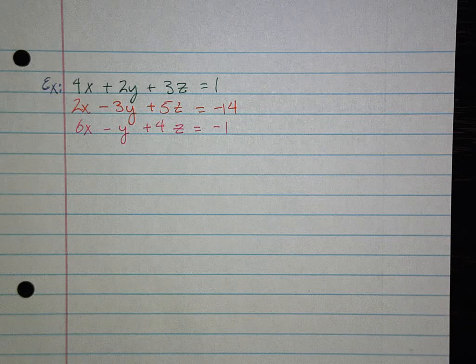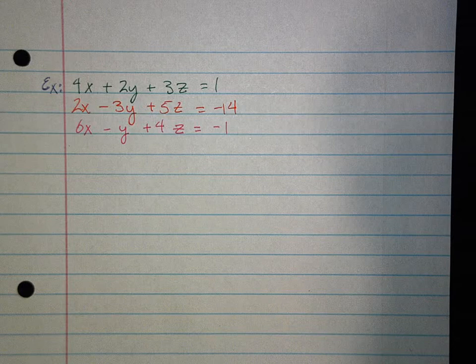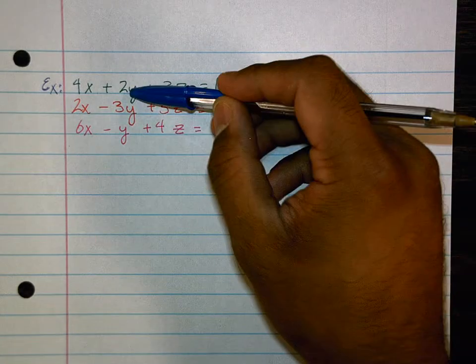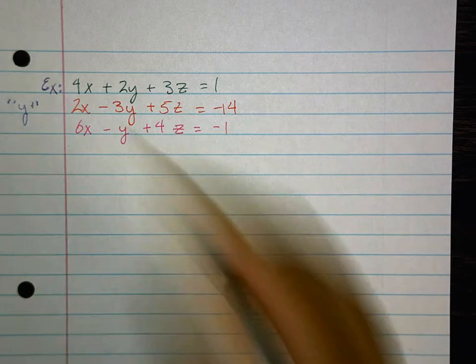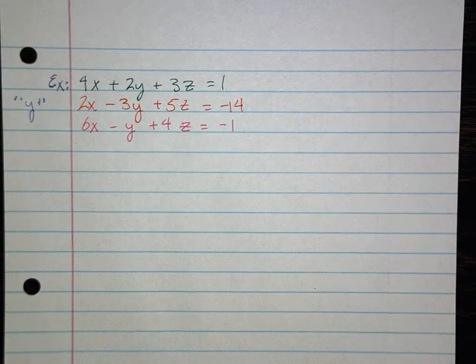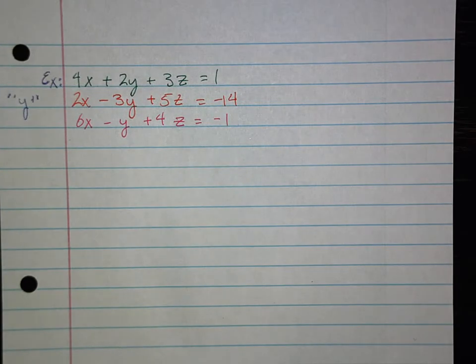So first things first, picking a variable to get rid of. And kind of looking at it, there's not one that really sticks out. I'm going to get rid of y. I'm just going to put a little note here that I need to get rid of y's twice. So just pick any two and get rid of the y. I'm going to go with the green one and the pink one.